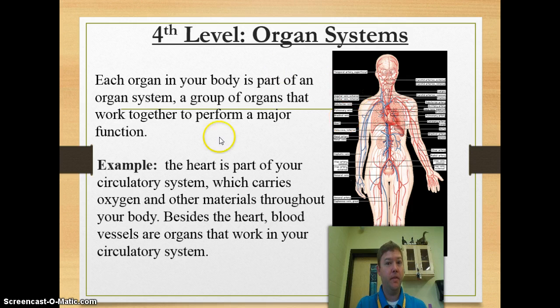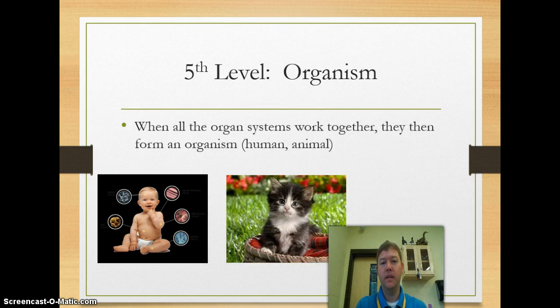So when we have these organ systems working together, this leads us to our fifth level. And that fifth level is the organism itself. When all those organ systems are working together, they form an organism. So a human, an animal, all together, there's your fifth level. So there's our division of labor, five levels, and that's all for this set of notes.